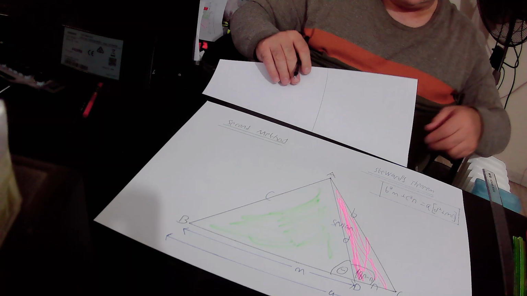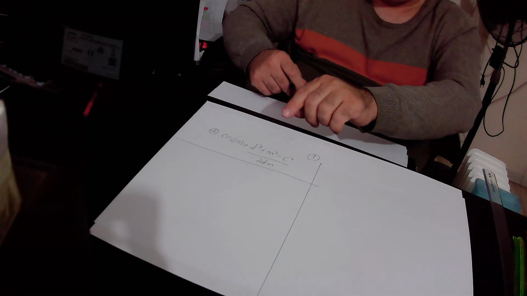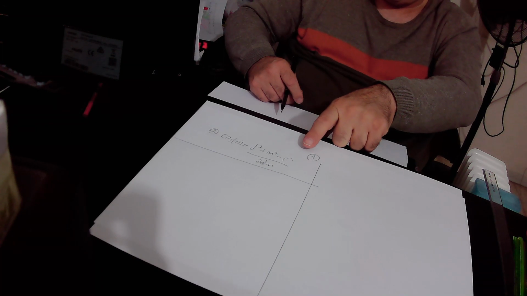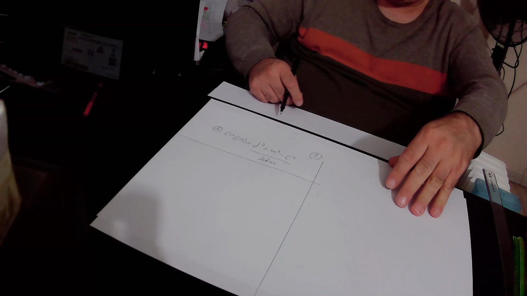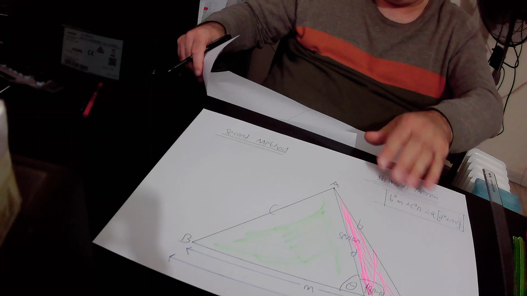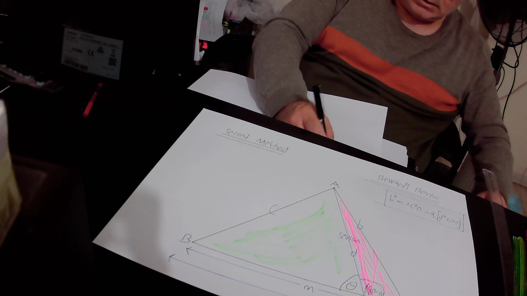Again, in the green triangle AB, according to the law of cosines, cosine theta equals D square plus M square minus C square over 2 times D times M. The next step, we implement the same law, the law of cosines, in the pink triangle ADC.